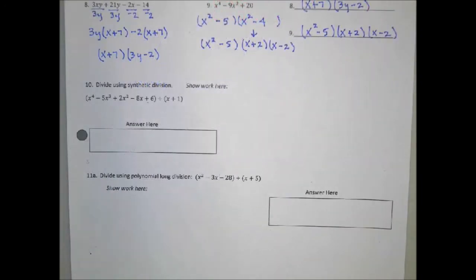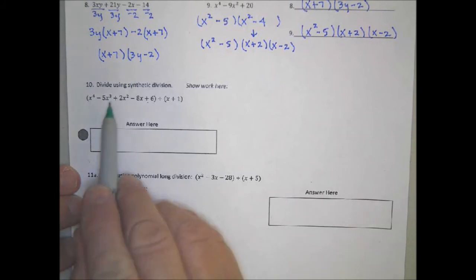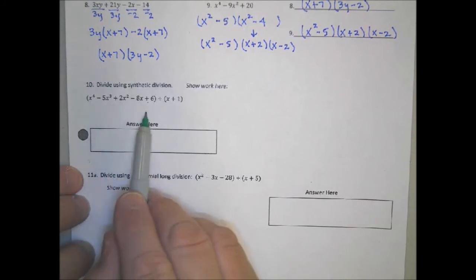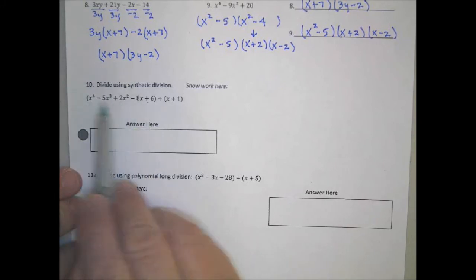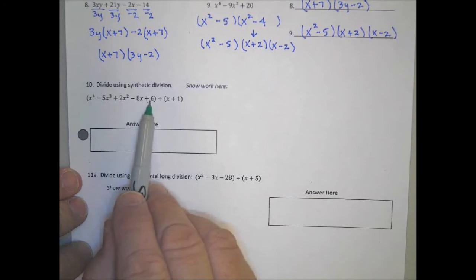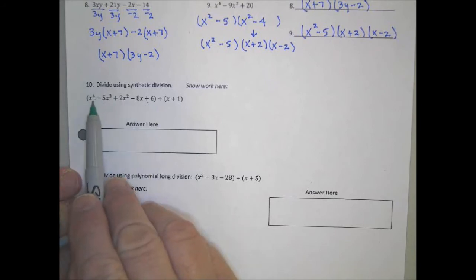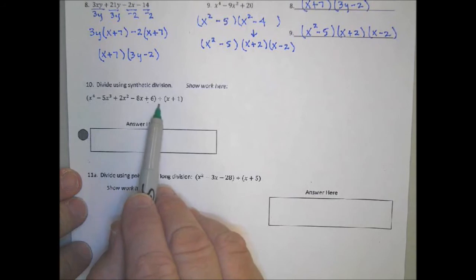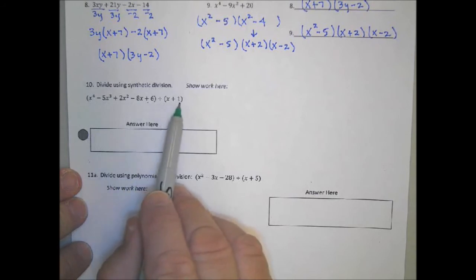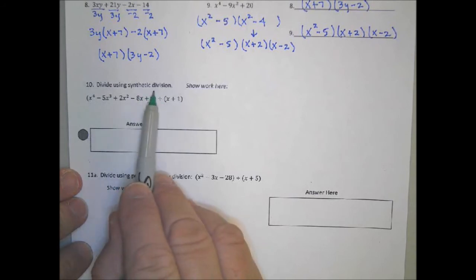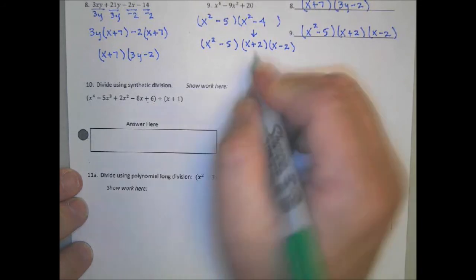Problems 10 and 11 are polynomial division problems. And the reason they're here in this unit is because factoring is really just another way of dividing. So problem number 10, divide using synthetic division. So we have this 5-term polynomial that starts at x to the 4th power, works its way all the way down, and we're dividing by x plus 1. Now the problem did say use synthetic division, so let's use synthetic division.